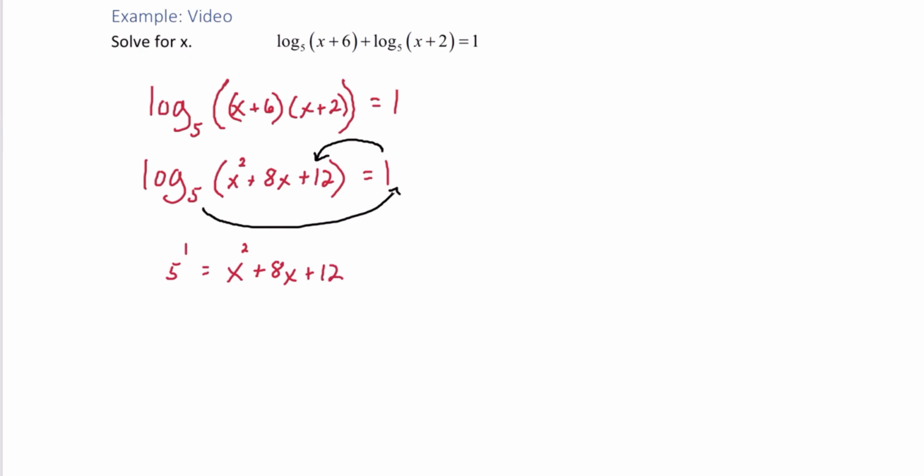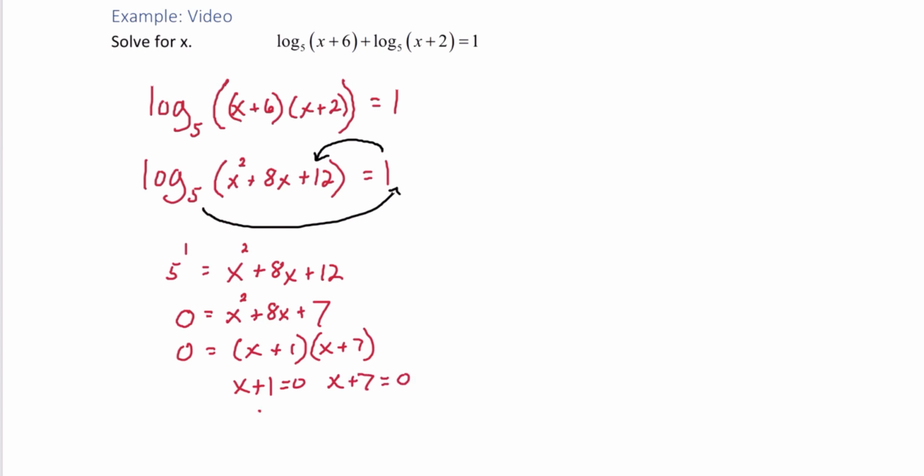From here, we'll solve the quadratic. Typically with quadratics, we set them equal to 0. So let's subtract 5 on both sides. Now we have a quadratic which we can factor. X plus 1 times x plus 7. Set each of those factors equal to 0 and solve. We get x equals -1 and x equals -7.